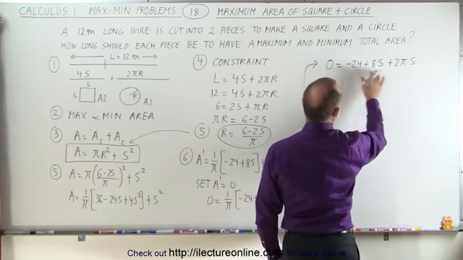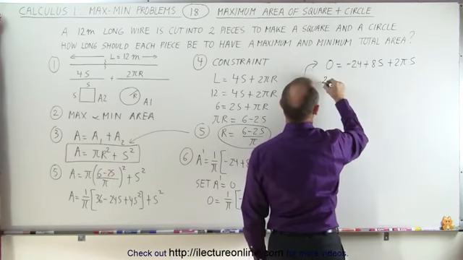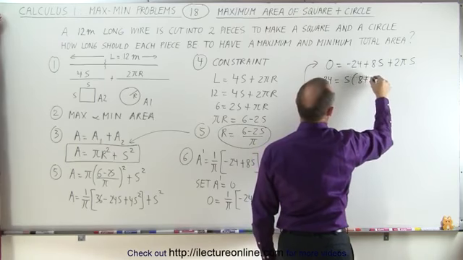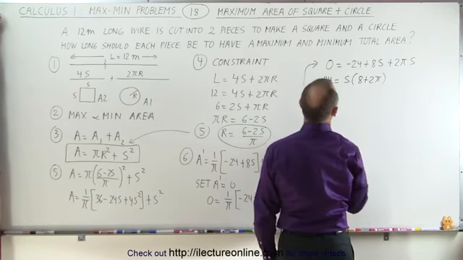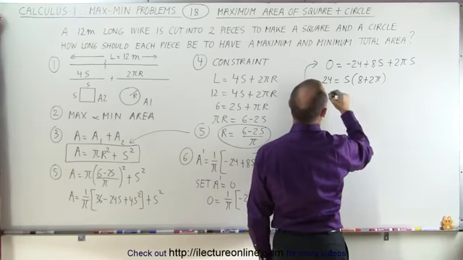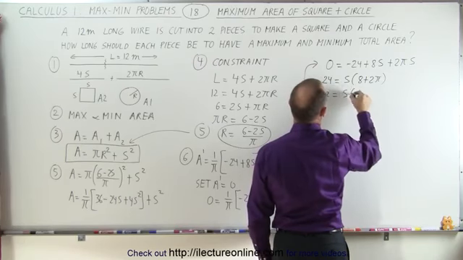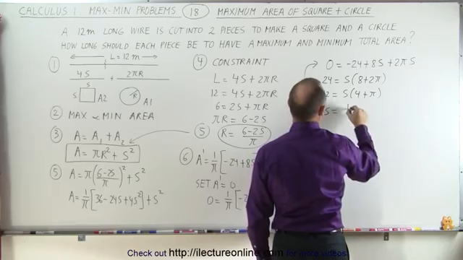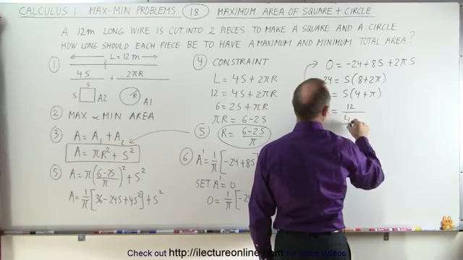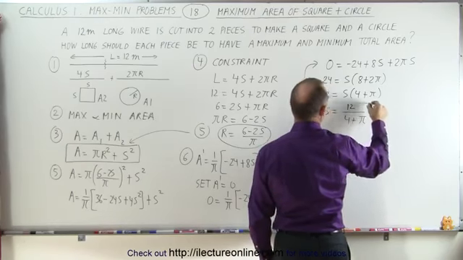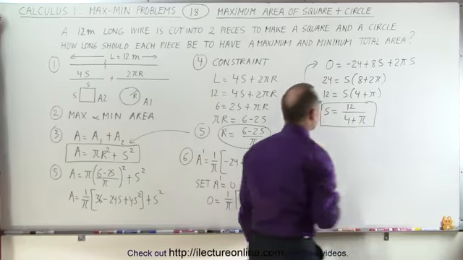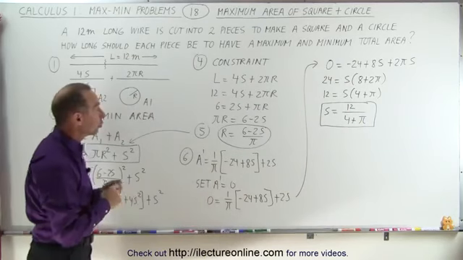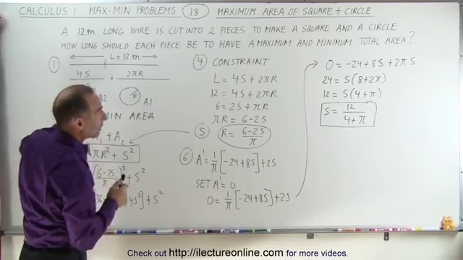Bring it to the other side and factor out an s. We get 24 is equal to s times (8 plus 2 pi). Notice we can divide everything by 2, so we get 12 is equal to s times (4 plus pi), or s is equal to 12 divided by (4 plus pi).